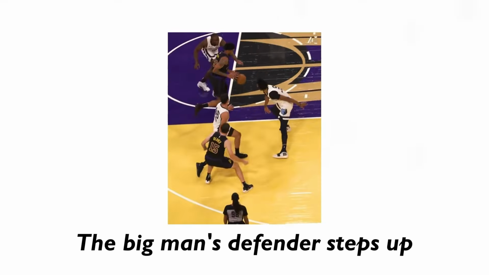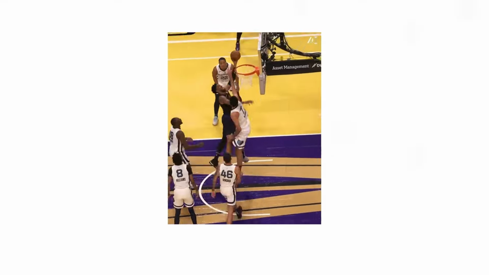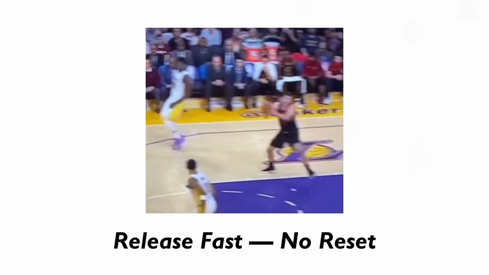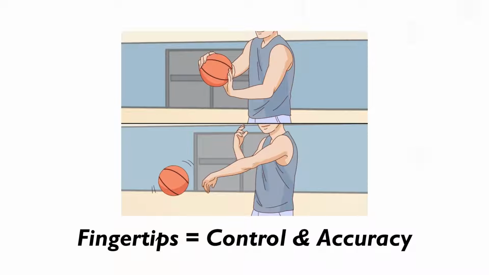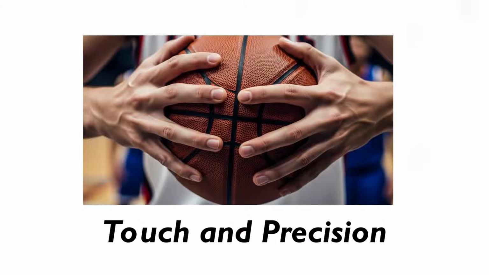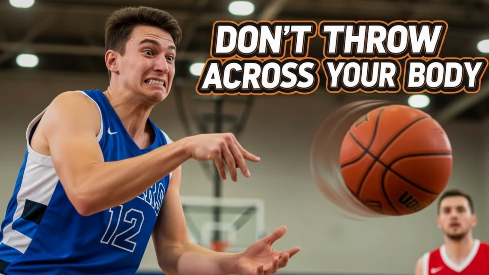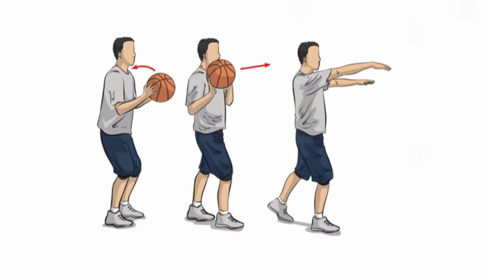The big man's defender steps up, and your roller is open. You push it out with one hand, right off the dribble, hitting your teammate in stride. The key is fingertips, not palm. Fingertip control gives you accuracy and touch. The mistake is throwing across your body, which telegraphs the pass and kills your angle. Always push from the same side you are stepping with.